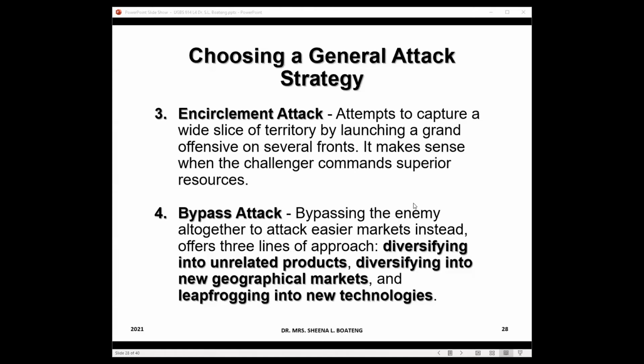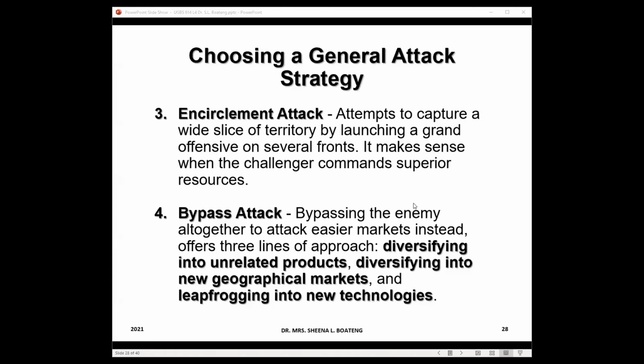But in addition to that, PepsiCo also used a number of other bypass attacks. For instance, before Coca-Cola could launch their first brand of water, which was Dasani, PepsiCo went ahead in 1997 to launch Aquafina bottled water. And then they also went ahead to buy Tropicana in 1998. Now, Tropicana is an orange juice giant in the United States.